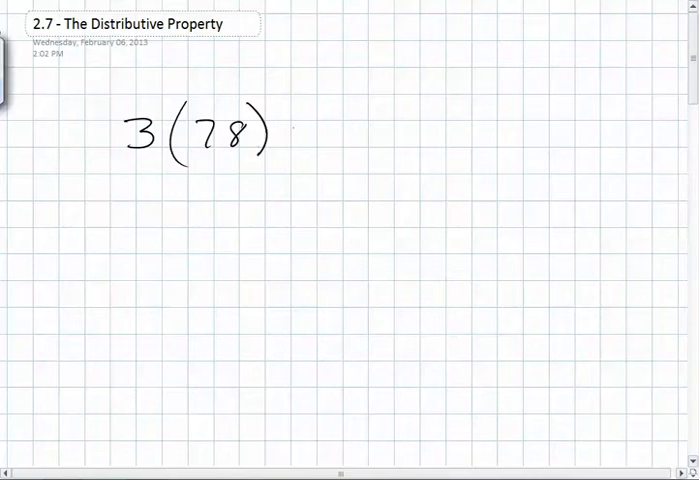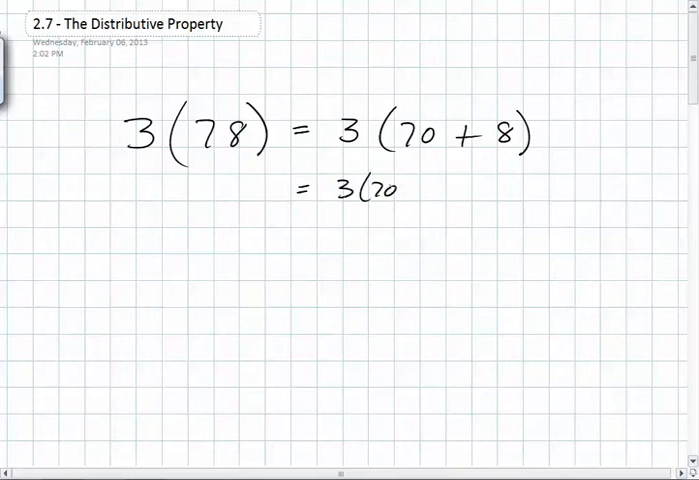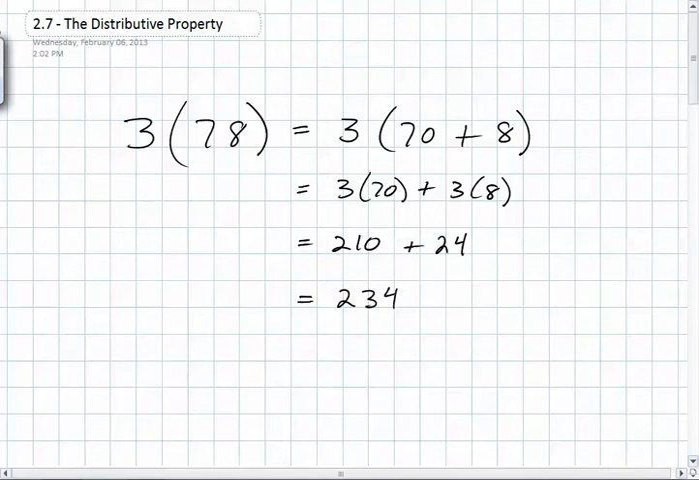But another way to look at this multiplication would be to say that this is equal to 3 times 70 plus 8, because 78 is 70 plus 8. And one way to do that problem would be to say, well, that's 3 times 70 plus 3 times 8. 3 times 70 is 210, and 3 times 8 is 24. So the answer to this would be 234. What we've actually done is applied the distributive property to this expression right there.